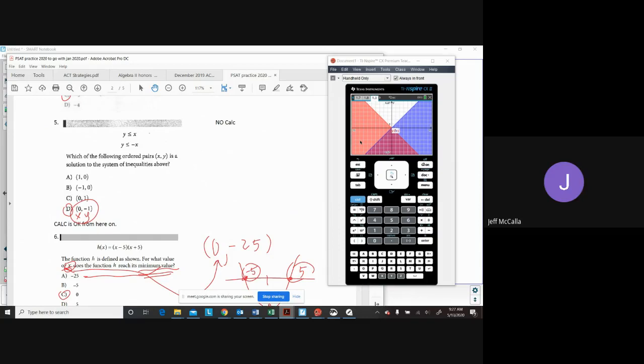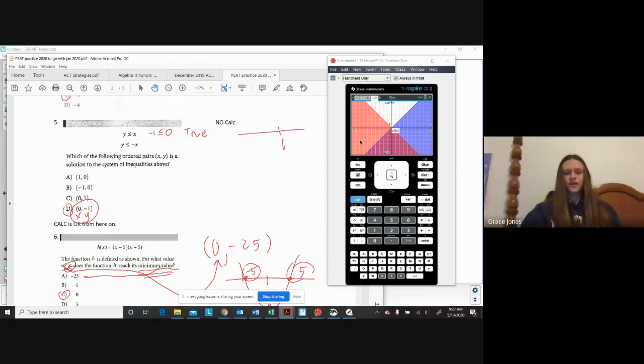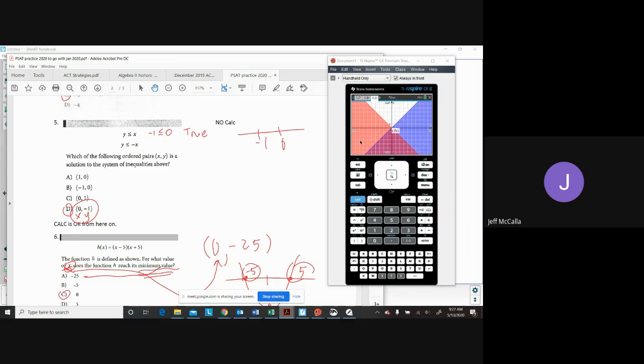Okay, so when I plug this in, I get negative 1 is smaller than or equal to 0. That looks to be true because it says less than or equal to 0. When you look at a number line, 0's here, negative 1's here, it is smaller than 0, so that's true. And then this one, if you plug in, negative y is less or equal to negative 0, which is really 0. And that's still true.